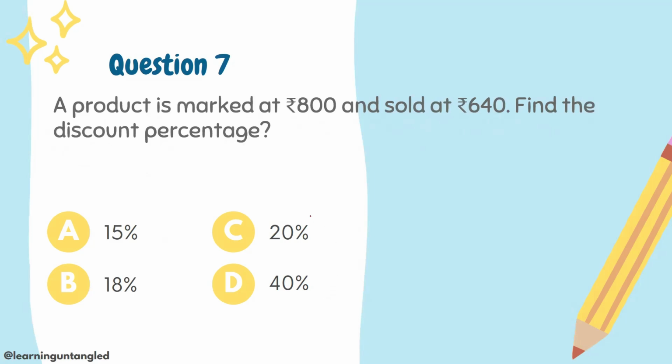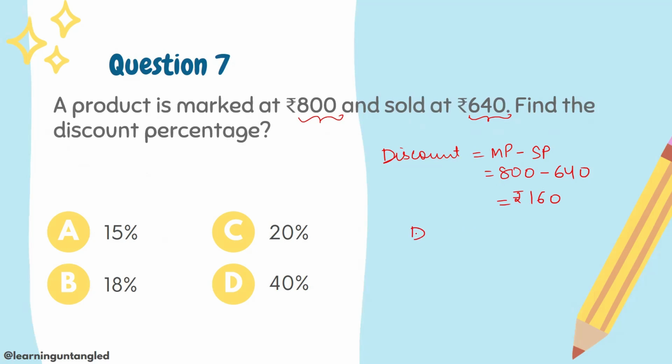Okay, let's see. So the marked price of the article is given, 800 rupees, and the selling price is given, 640 rupees. So can you calculate the discount? How do we calculate the discount? Discount is always calculated on the marked price. So it's marked price minus the selling price. So it's 800 minus 640, which is what? 160 rupees. So this is the discount.